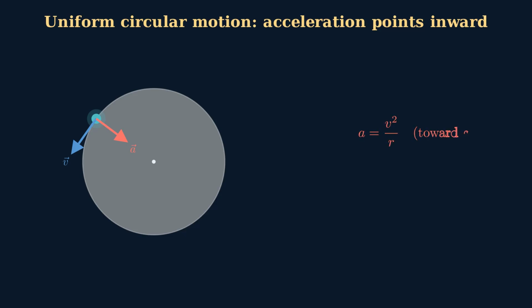Two formulas capture it. The centripetal acceleration is v squared over r. Bigger speed or tighter circle means harder turning. And the period, the time for one full loop, is the circumference, 2 pi r, divided by the speed.